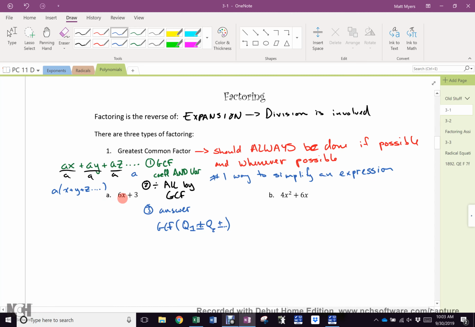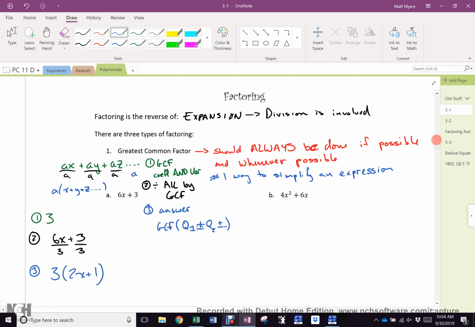So let's start with this one. What is the GCF? Step 1, it's 3. Step 2 looks like this: 6x plus 3 over 3 over 3. Step 3, GCF first, 3, then all the answers: 2x plus 1. Not even asking you to tell me the answer because it's so elementary that you're all good with it. Yes? All right.